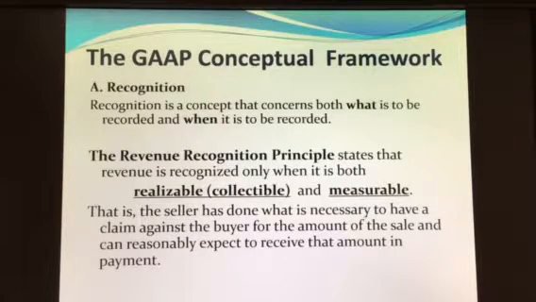So there are really two elements to the notion of collectability. One has to do with having provided the service or the product so that in fact the buyer owes that money, and also that the buyer has the ability to make good and to make that payment. But also measurable. That is, we can, with adequate reliability, determine how much should be recorded.